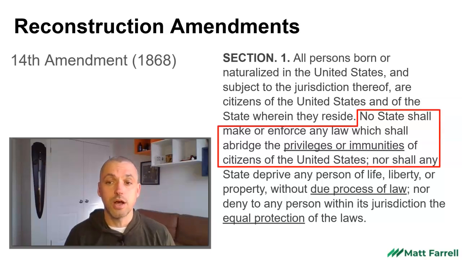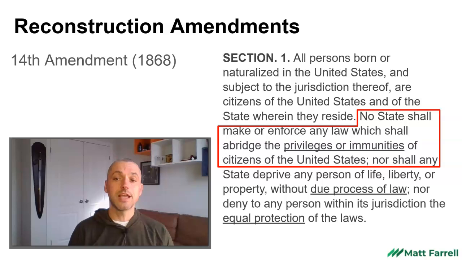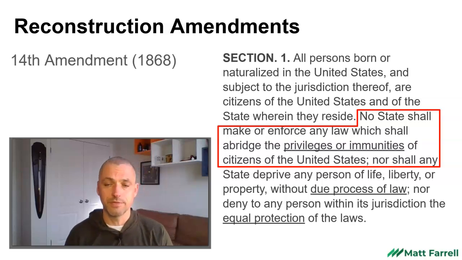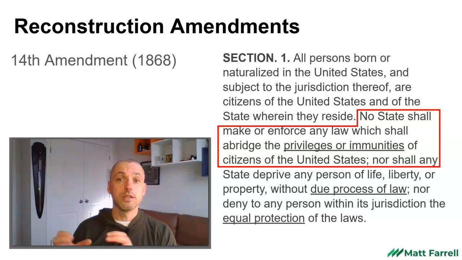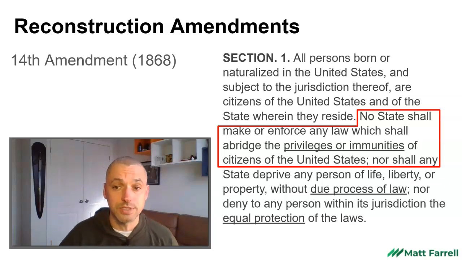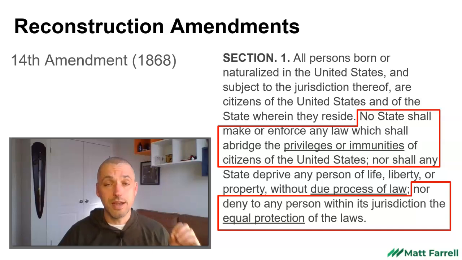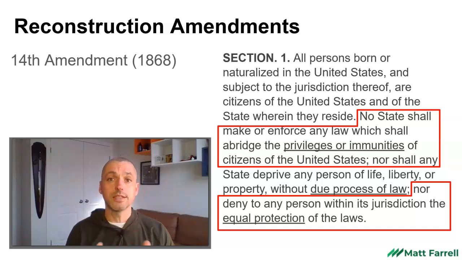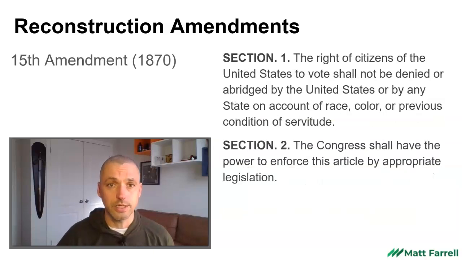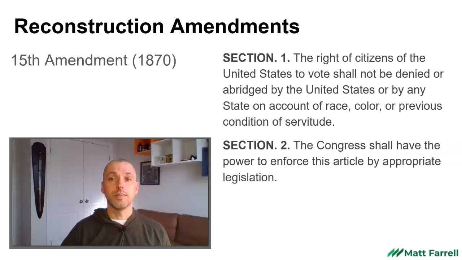Also, no state shall make or enforce laws that take away the privileges and immunities of citizens. So the first part guarantees if you're born here, you're citizens. No state can take away the rights of those citizens, and they cannot deny you the equal protection of the laws. So this was trying to preempt that Southern practice of treating people differently based on the color of their skin.